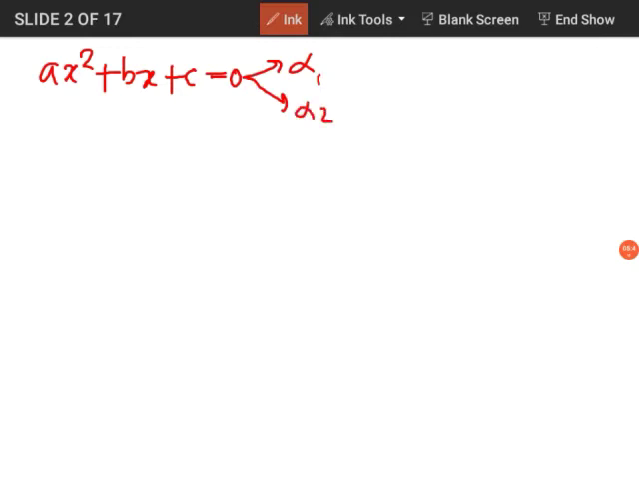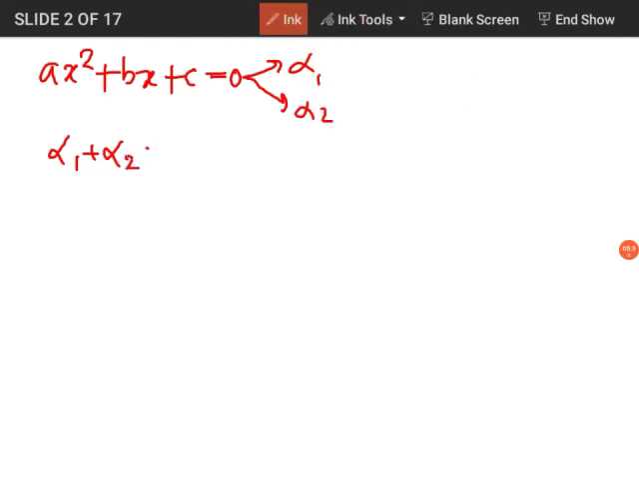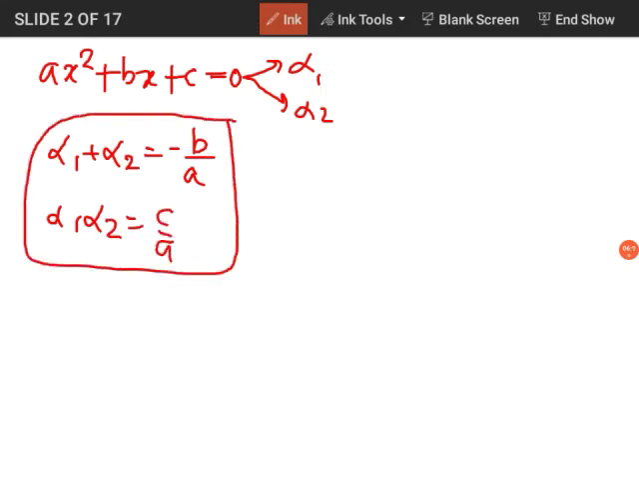Now I showed you that, and these are very basics, right? You have also studied this in class 9th or 8th. So alpha 1 plus alpha 2, we all know, is minus b upon a, and alpha 1 multiplied by alpha 2 is equal to c upon a. So this is something that we have known for a long time, correct?